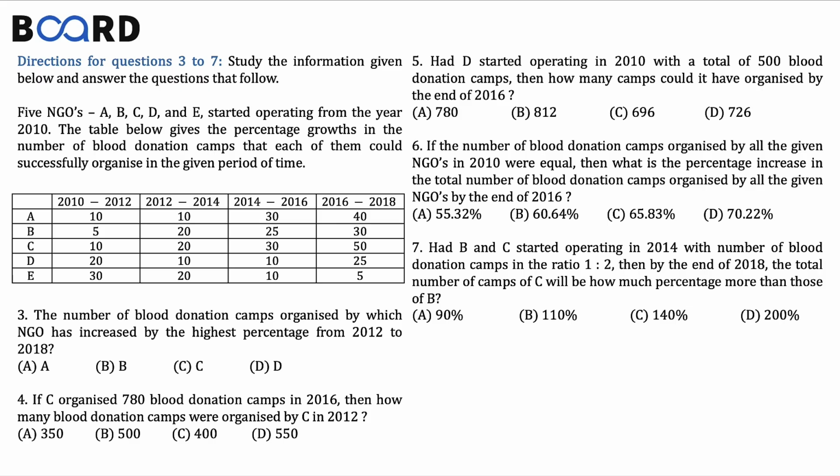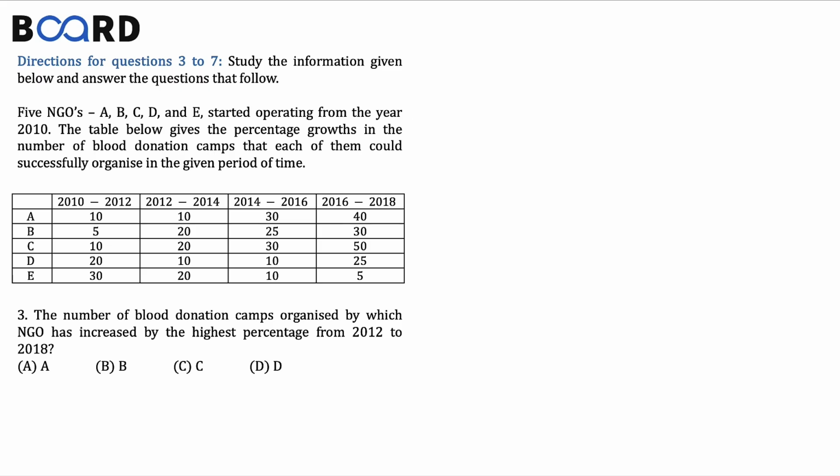So I'll solve them in both ways, the usual way and the other way as well, right? So let's start with the first one. The first one says: the number of blood donation camps organized by which NGO has increased by the highest percentage from 2012 to 2018. 2012 to 2018, mind it. So they are not interested in the first column. What they want to know is the number of blood donation camps organized by which NGO.